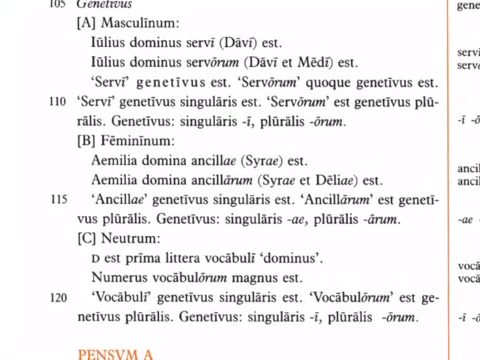All right, B, feminine, femininum. Aemilia domina ancillae, Syrae, est. So Aemilia is the mistress of a slave woman, specifically of Syra. Aemilia domina ancillarum, Syrae et Deliae, est. Aemilia is the mistress of the slave women, specifically of Syra and of Delia. Ancillae genitivus singularis est. Ancillae is the genitive singular. Ancillarum est genitivus pluralis. Ancillarum is the genitive plural. Genitivus singularis ae. Okay, it's the singular genitive ae. Pluralis arum. The feminine plural genitive arum. Notice the similarity between orum, the masculine genitive plural, and arum, the feminine genitive plural.